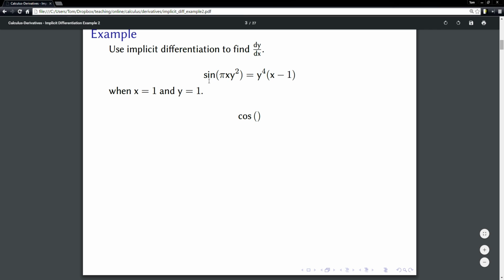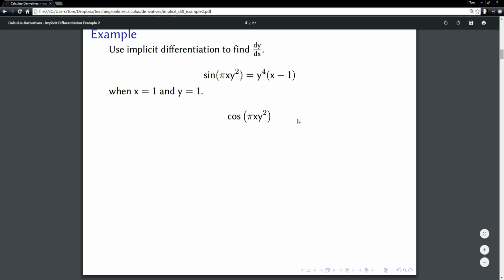So once you know the inside part and outside part, then you just run through the 3 steps of the chain rule. Step number 1, take the derivative of the outside part. The outside part is sine. The derivative of sine is cosine. So that would be the first step there.